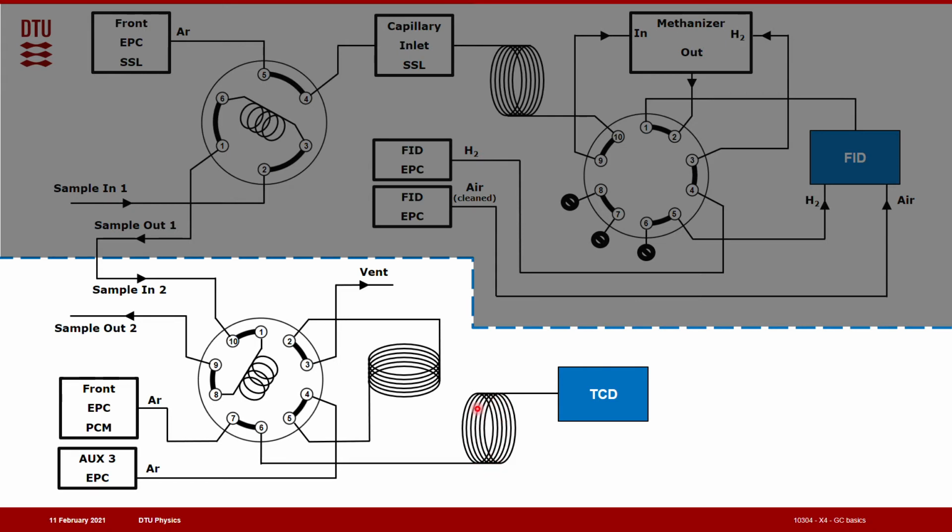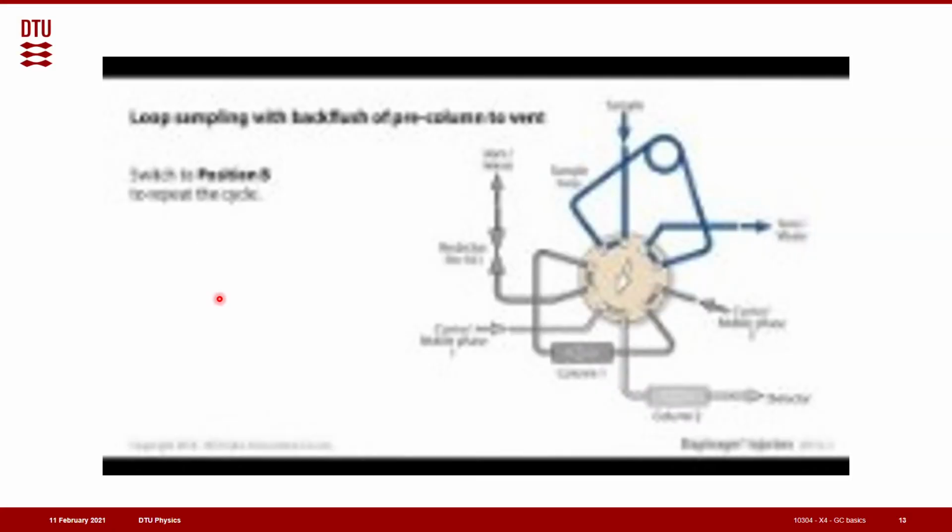Now, the molecular sieve is not very good at handling stuff like water vapor or CO2. So we would really like to avoid those getting into the molecular sieve. And the way that's done is this valve configuration, where we then will backflush the first column. And I will show you that in a video we have here.